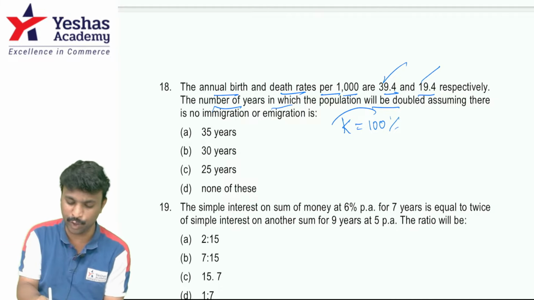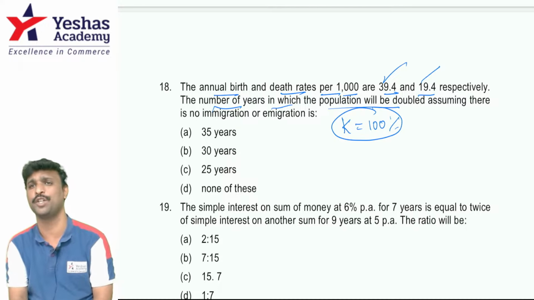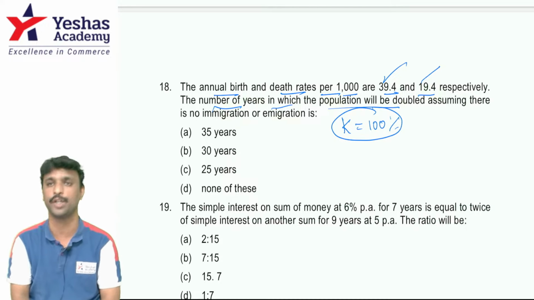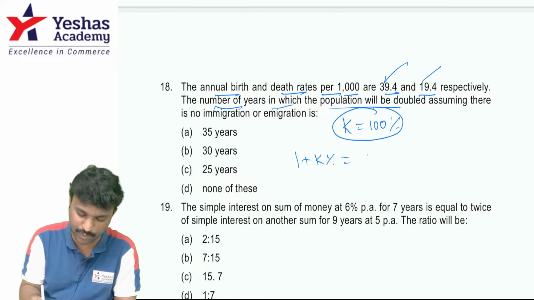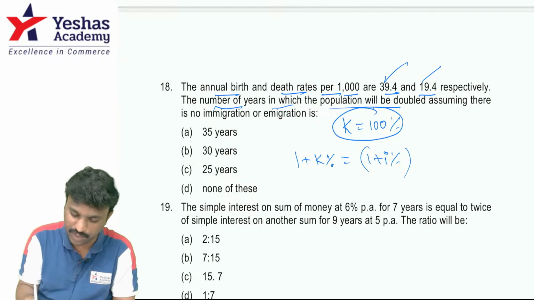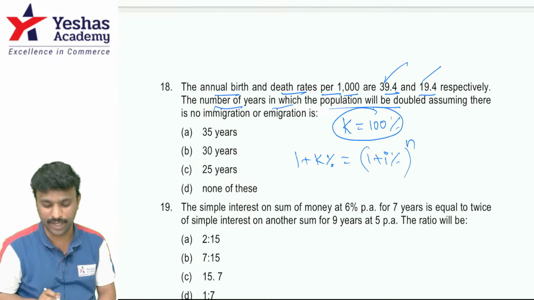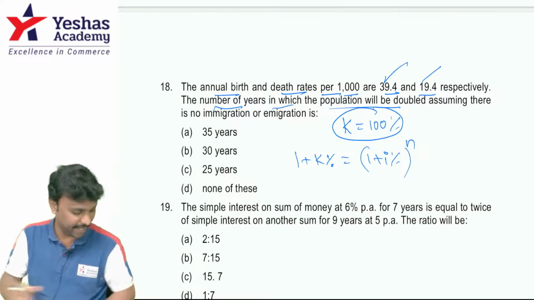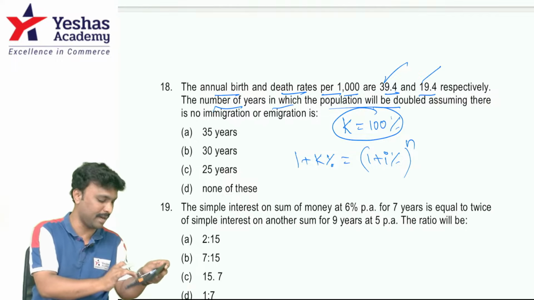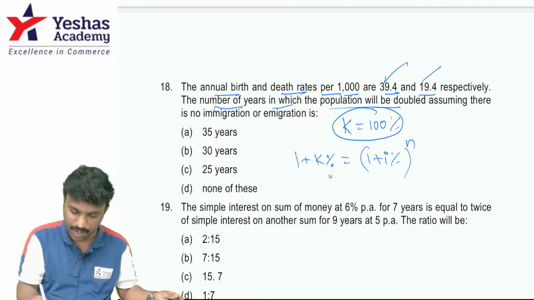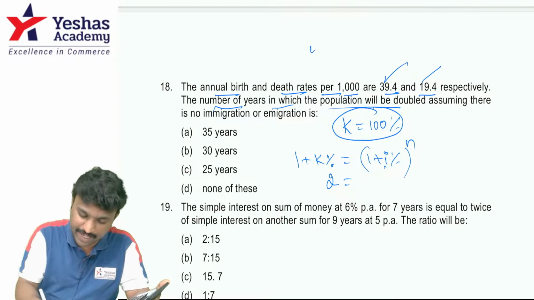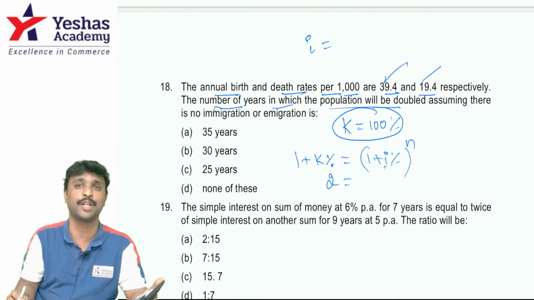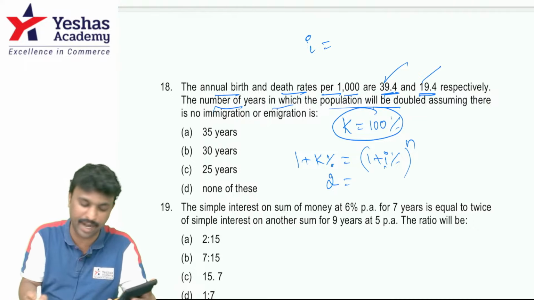So I told you, when you know total increase in population or total increase in sum of money that you invest, you can always make use of this shortcut. 1 plus k percent is equal to 1 plus i percent whole power n. I discussed this yesterday. Now, I don't know what is i, but I know what is k. So take your calculator. 1 plus 100% gives us 2. So 1 plus i percent. So to find out i, what do I do? i is nothing but the growth rate that actually considers what? Birth rate and death rate.